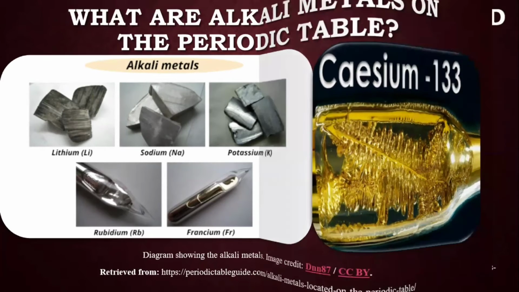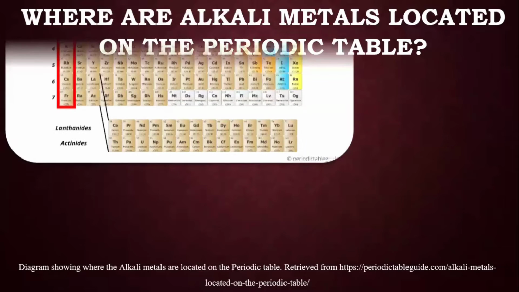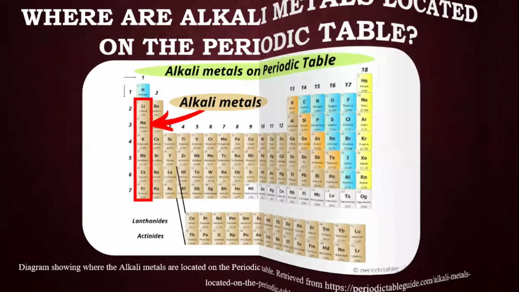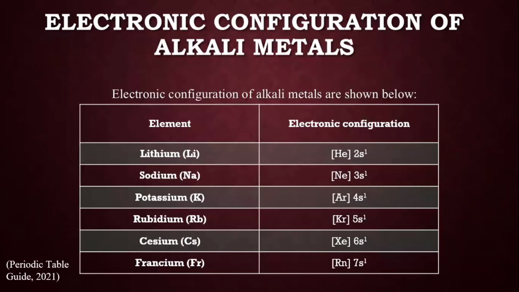Now we'll look at where alkali metals are located on the periodic table. Alkali metals are located in group 1 on the left side of the periodic table, as you can see from the image, which clearly shows you where alkali metals are located. Now we will look at the electronic configuration of the alkali metals.